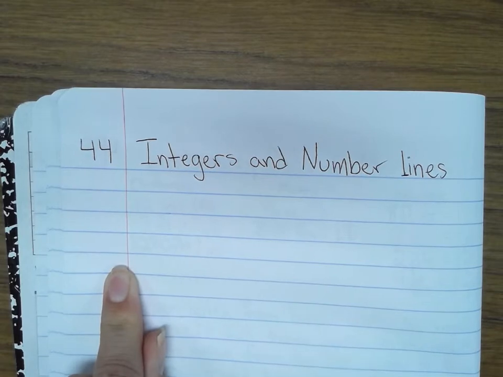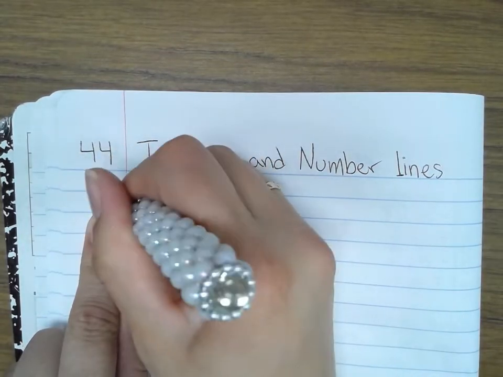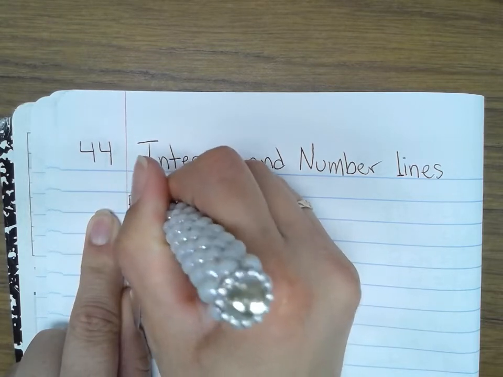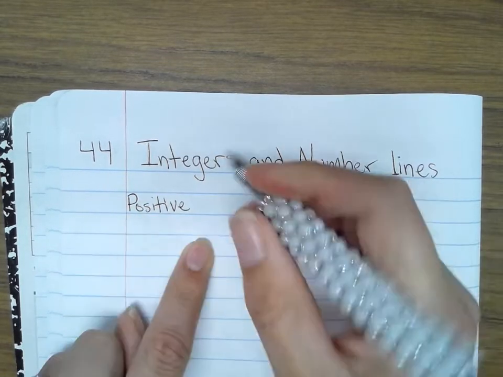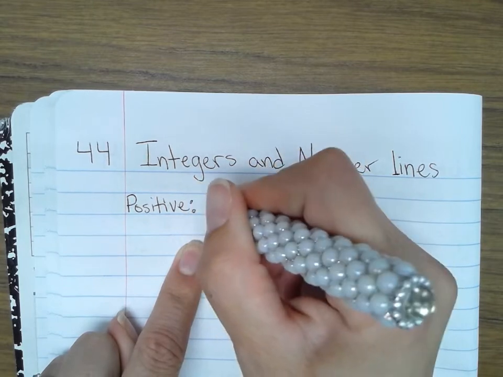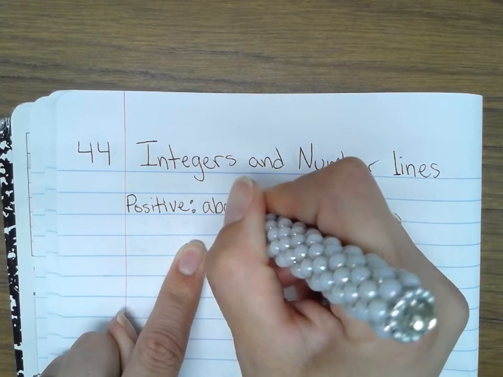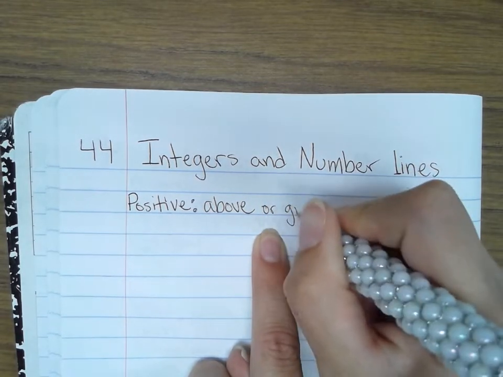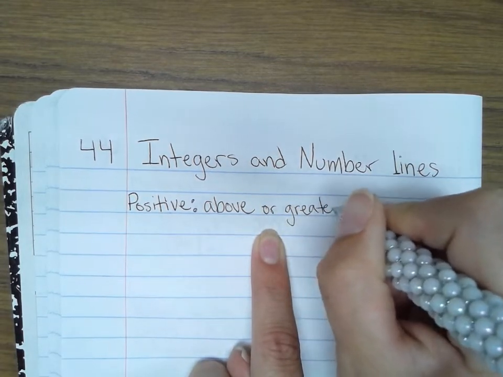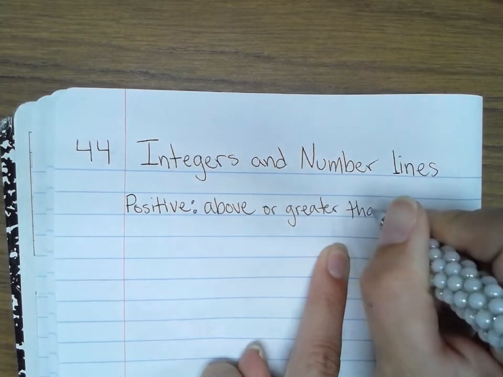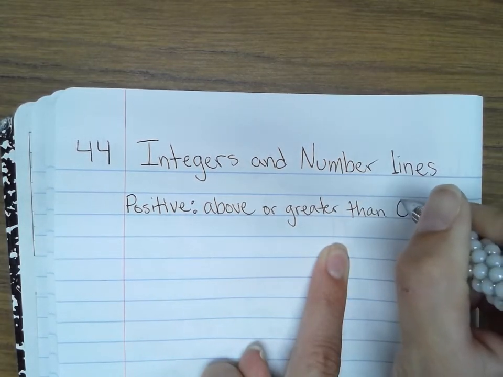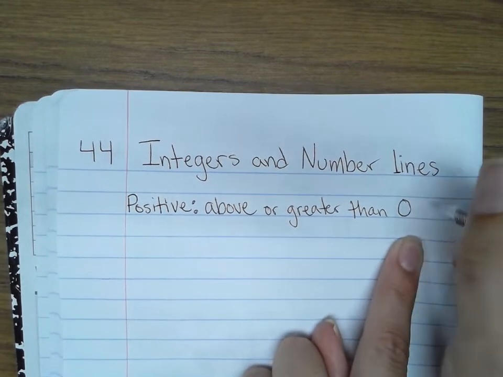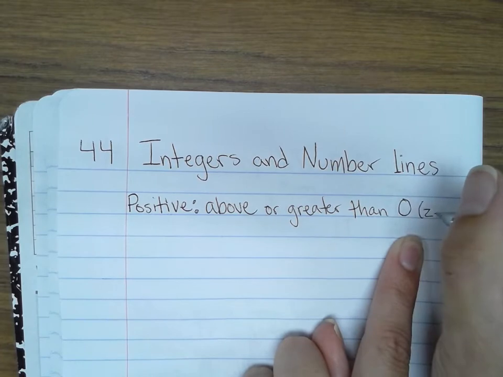All right, first of all, we're going to talk about positive numbers. So positive means above 0 or greater than 0. Let's write above or greater than 0. Maybe we should write 0 over here in parentheses.